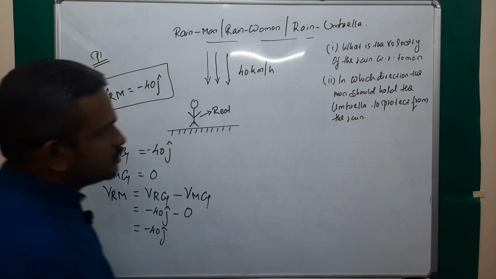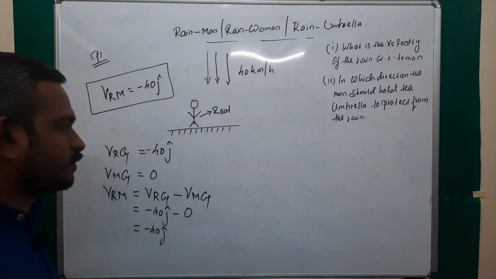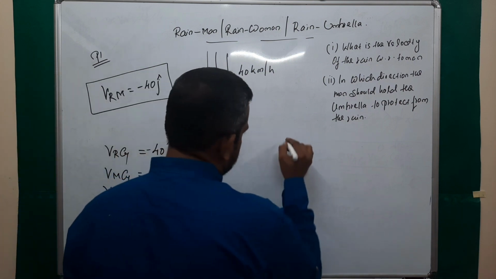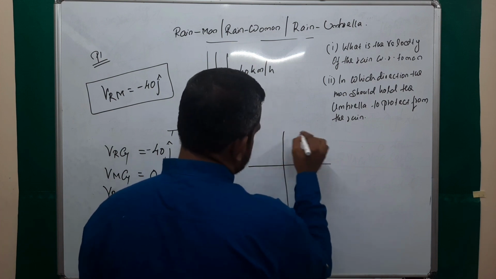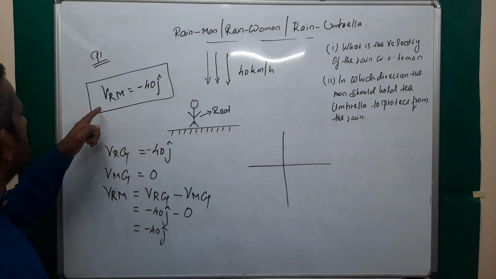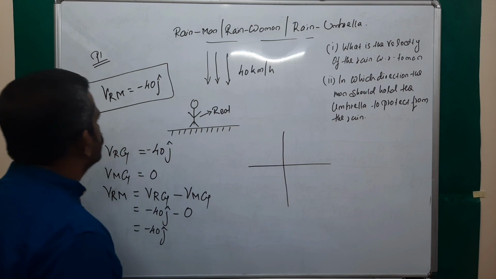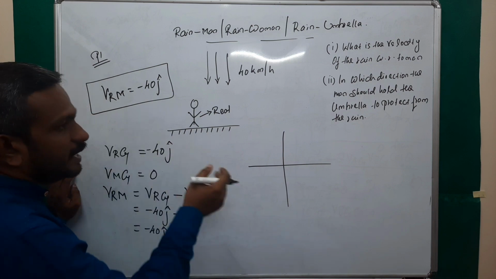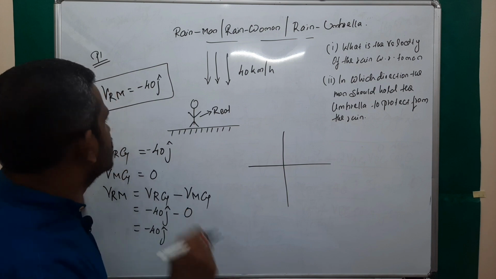Okay. So second question, in which direction the man should hold the umbrella to protect from the rain? So this is the x-axis and y-axis. Okay. So what is the velocity of the rain with respect to man? So we have to find the direction of the rain. Okay. So velocity of the rain as seen by the man.